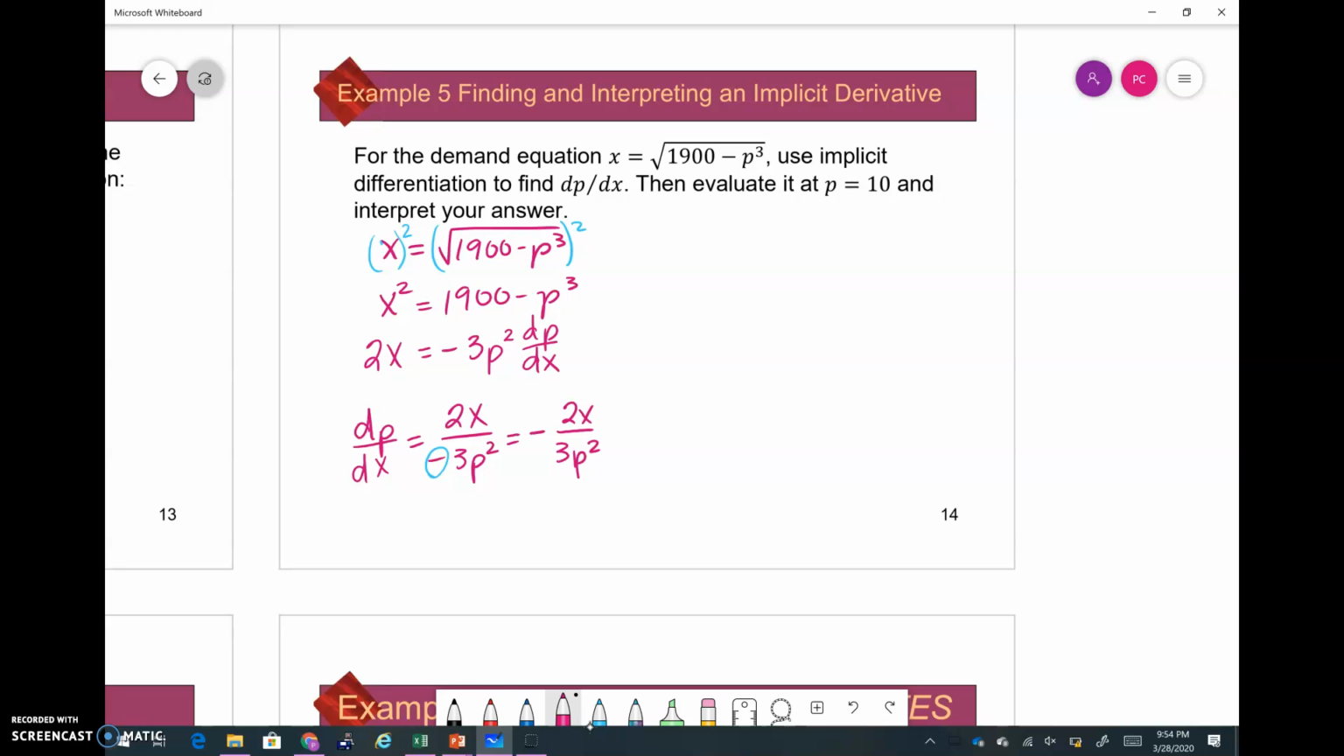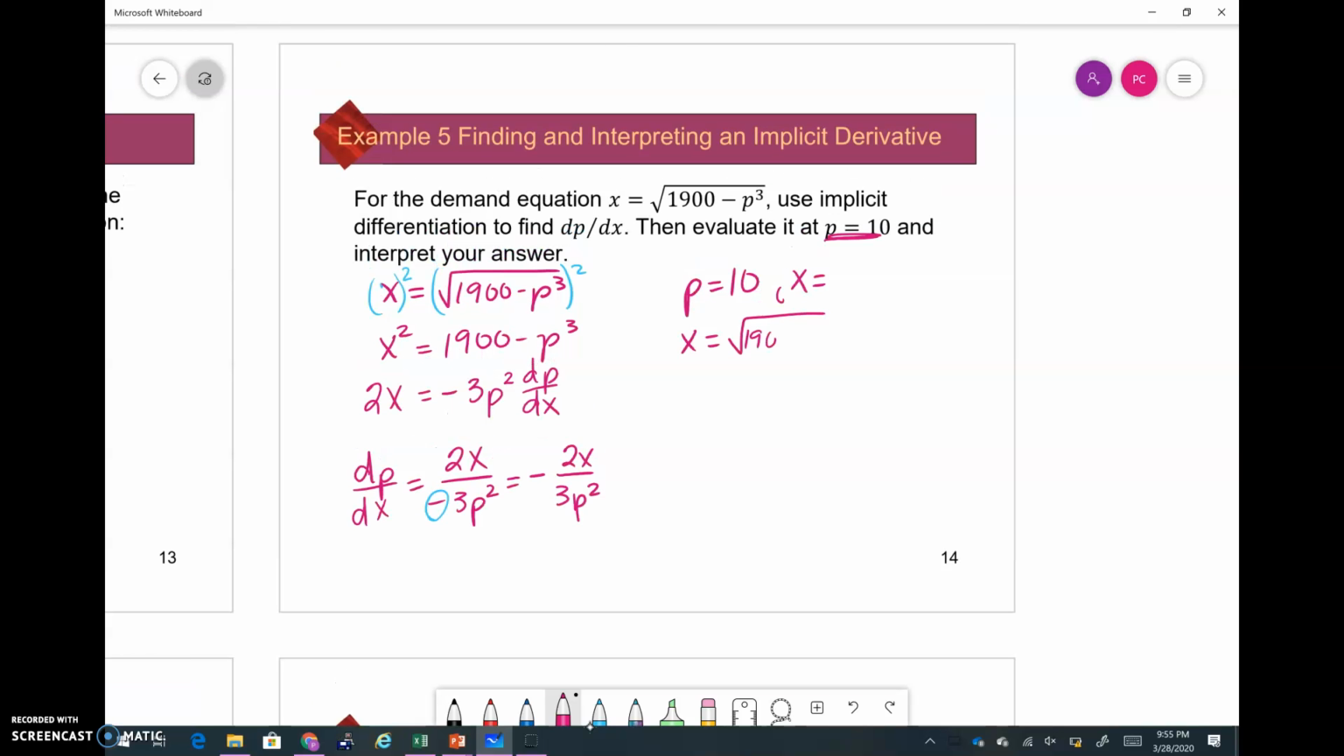And now we want to evaluate that at p equal to 10. So when p equals 10, we need to have an x value. So the first thing that we need to do is find x. If we put p into the original function, x is the square root of 1900 minus 10 cubed, which would give us the square root of 900, which is 30. So when p is equal to 10, x is equal to 30 on that curve.